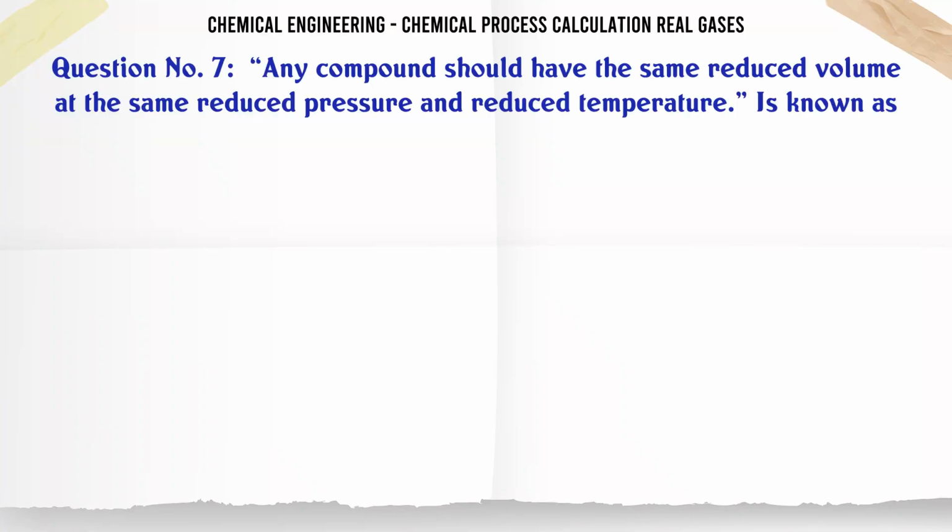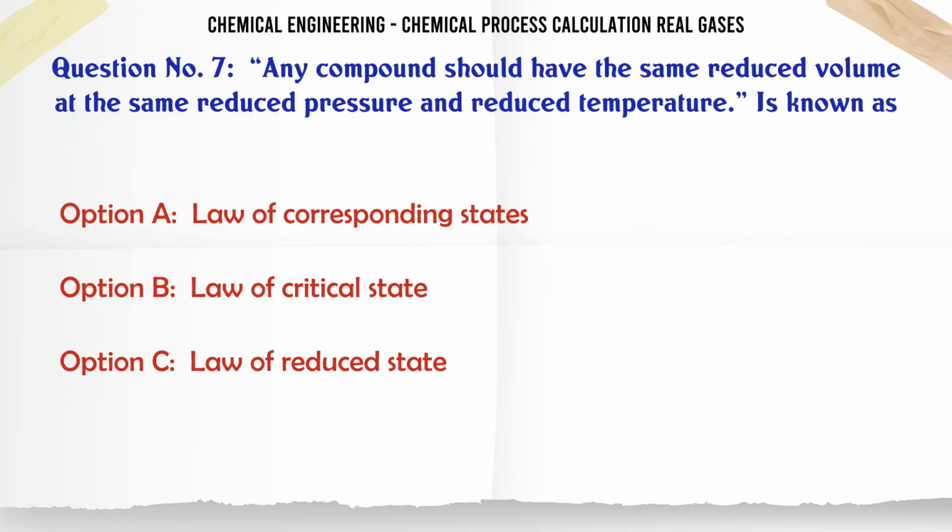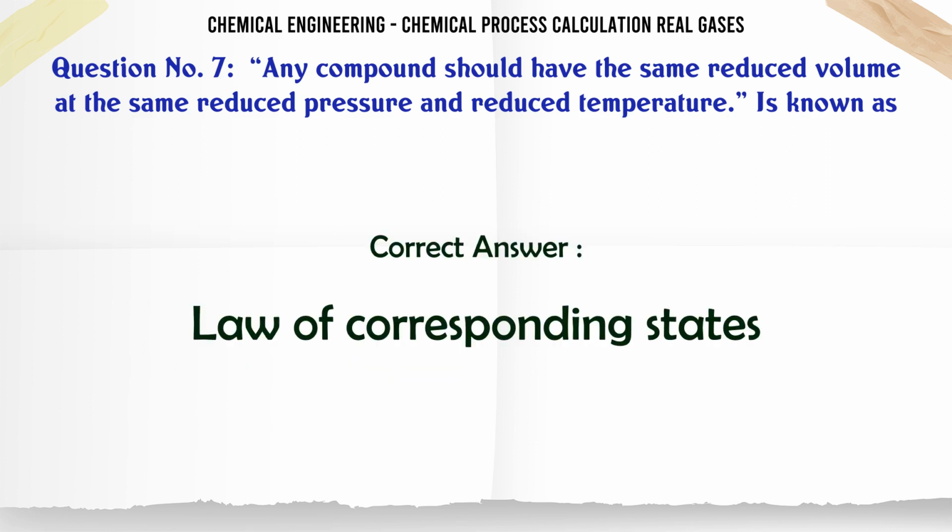Any compound should have the same reduced volume at the same reduced pressure and reduced temperature. This is known as A. Law of corresponding states, B. Law of critical state, C. Law of reduced state, D. None of the mentioned. The correct answer is law of corresponding states.